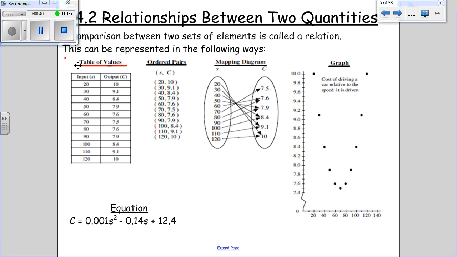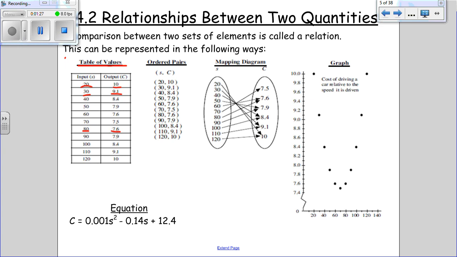A table of values is a way of connecting two pieces of data. In this case, they're representing S and C. We don't know what S and C are, right? It's just two pieces of data. And when you see them in a table of values, that means when S is 20, C is 10. It also means if you go to the second row that when S is 30, C is 9.1. And so on and so forth. So anything that's side by side is connected. S is 80, C is 7.6. That's them comparing two sets of data using a table of values.